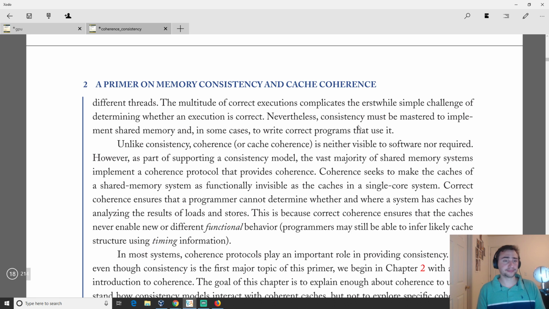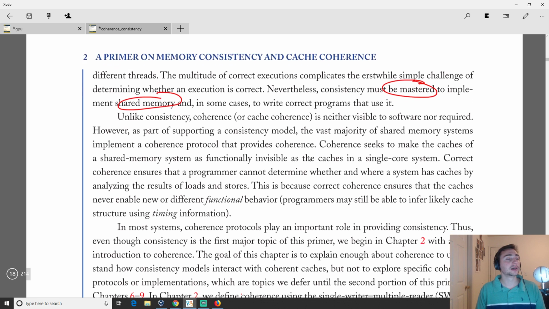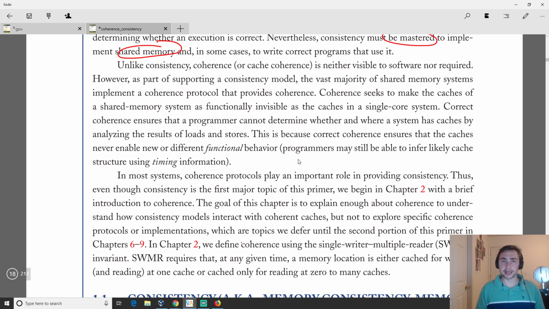But of course we've got to master this, right? So if we want to implement things like shared memory, we have to understand this problem and see how we can find ways of actually implementing this in a reasonable manner without sacrificing too much on performance. So that's kind of the basics of memory consistency.